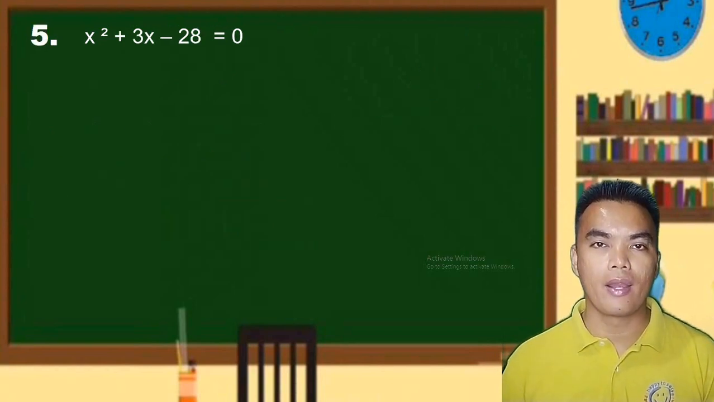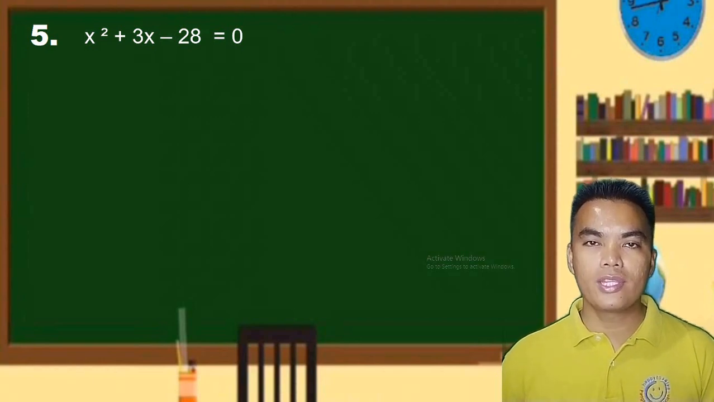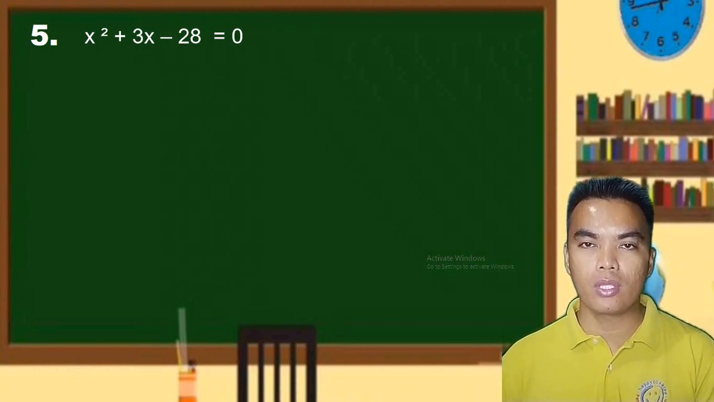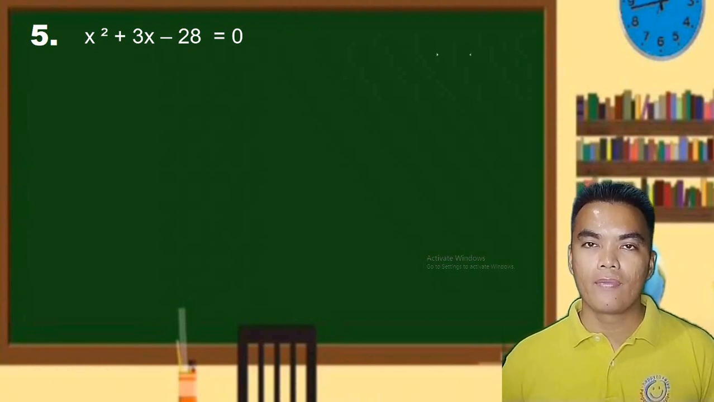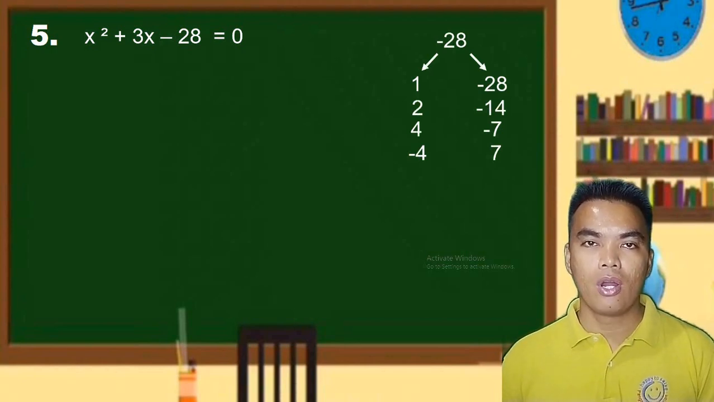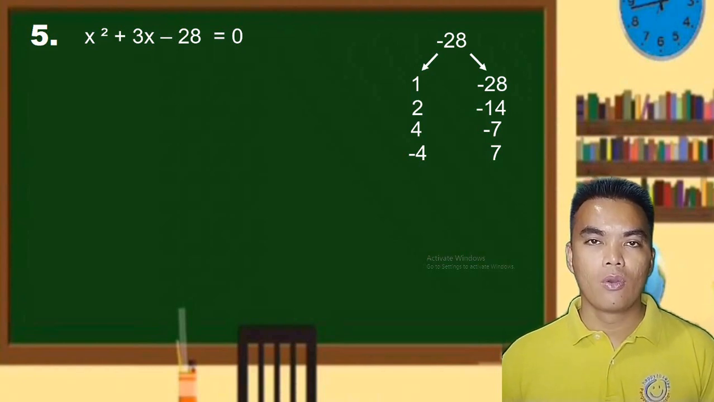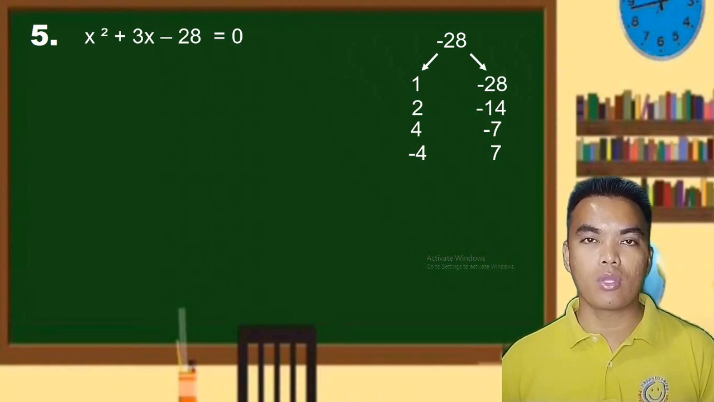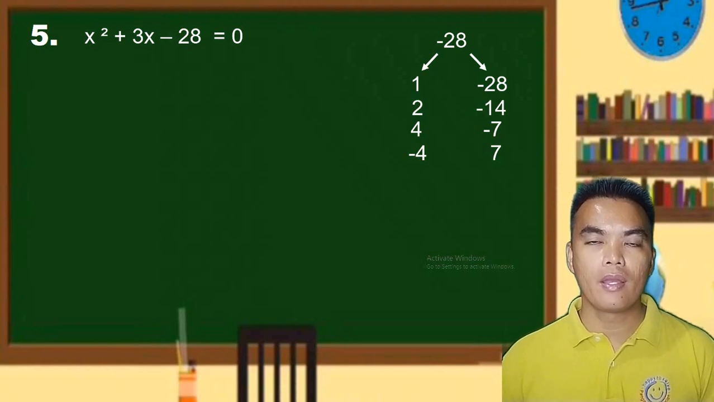We have x squared plus 3x minus 28 equals 0. So in this case, we will try to factor this given equation by getting the factors of negative 28. So let us have the factors of negative 28. So we have 1 and negative 28. 1 times negative 28 is negative 28, but 1 plus negative 28 is negative 27, and that is not the middle term.